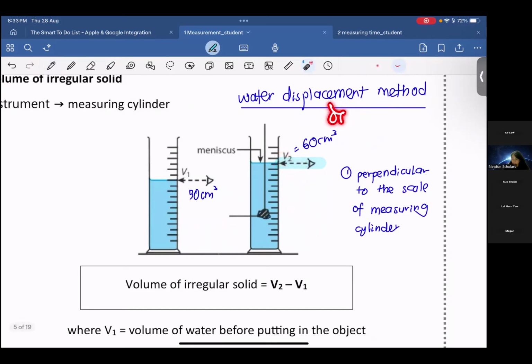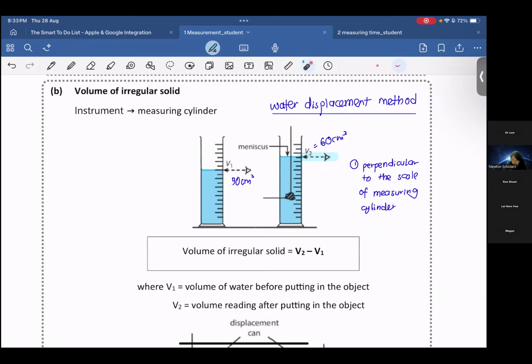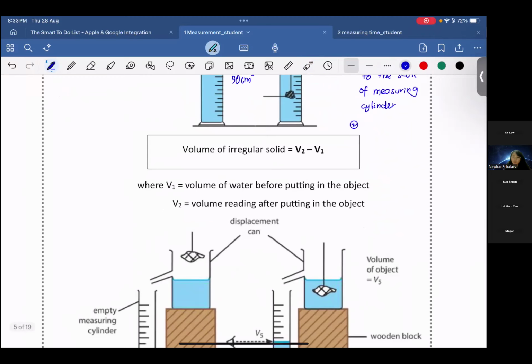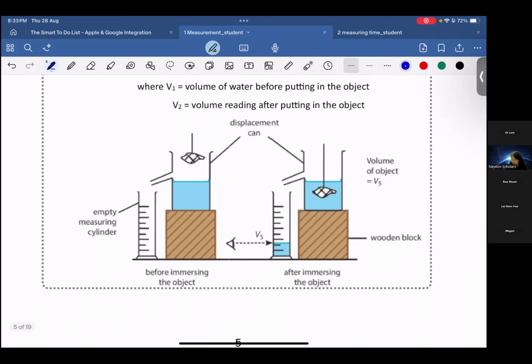You don't look at here, lazy, then look at here to read the reading. So you will get the wrong answer. Okay, second point, later on we'll come back here and teach you another technique to read it correctly. So this is the volume for the irregular solid. We use the new volume minus the initial volume, so we'll know the volume of the irregular object.